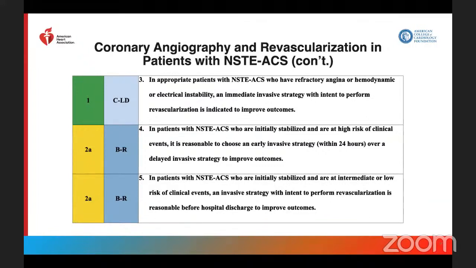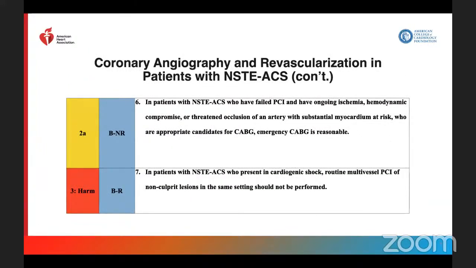In patients with non-ST elevation ACS who are initially stabilized and are at high risk of clinical events, it is reasonable to choose an early invasive strategy within 24 hours over a delayed invasive strategy. In patients with non-ST elevation ACS who are initially stabilized and are at intermediate or low risk of clinical events, an invasive strategy with intent to perform revascularization is reasonable before hospital discharge to improve outcome, both class 2A.